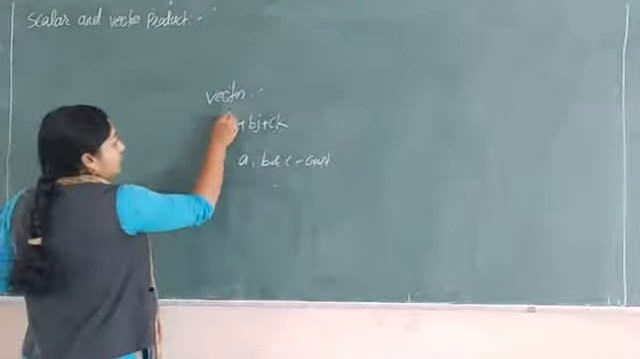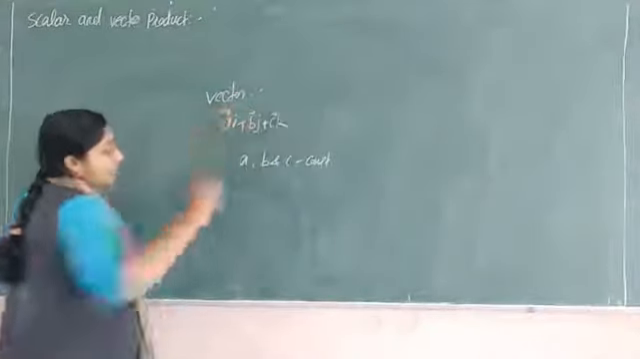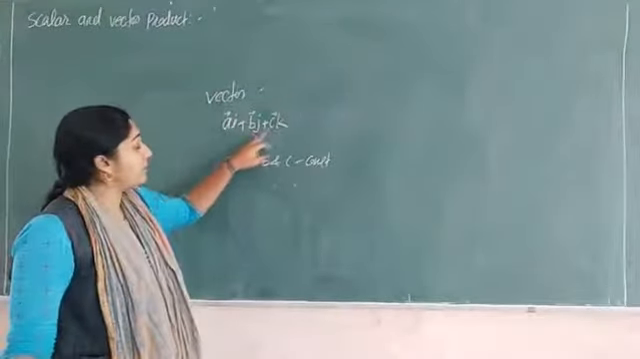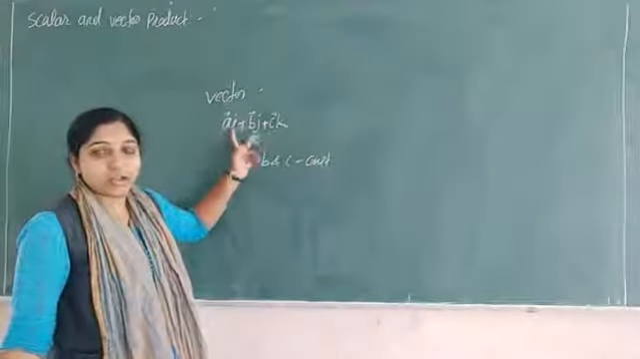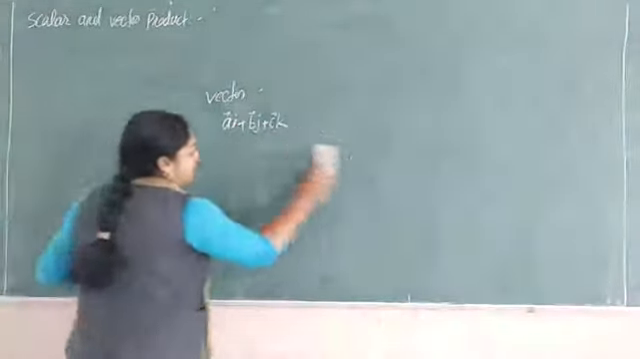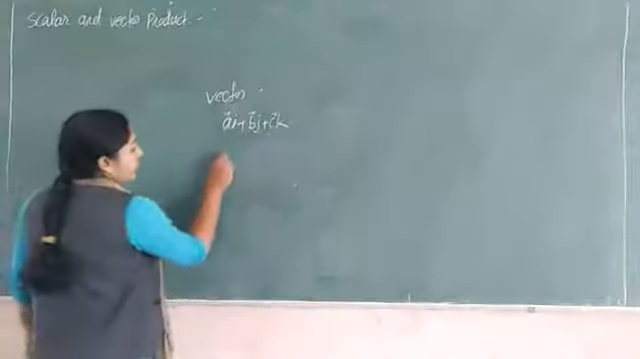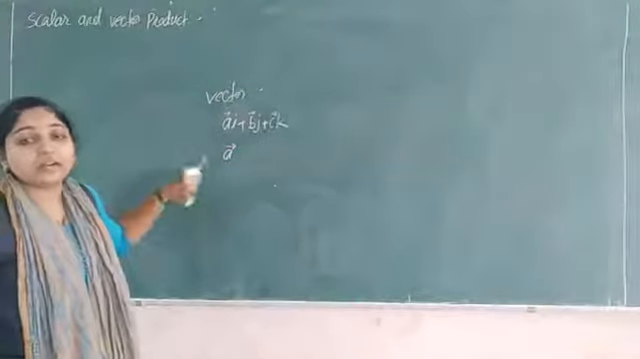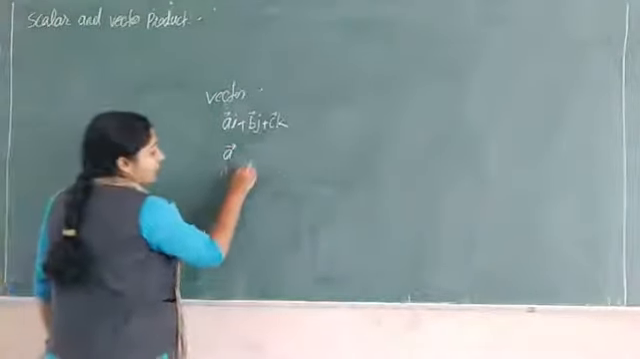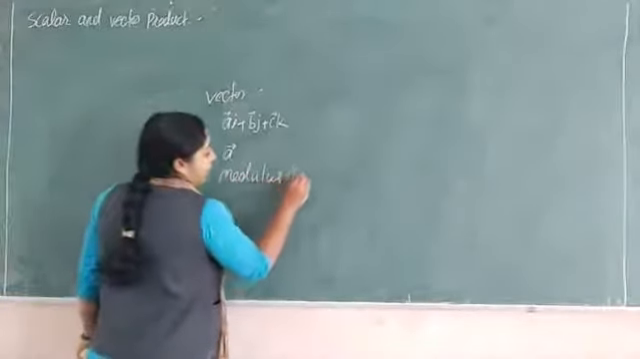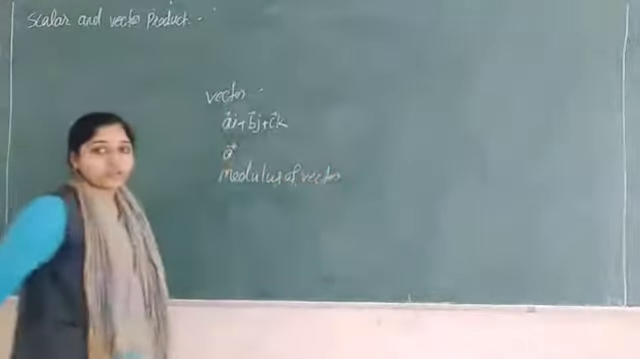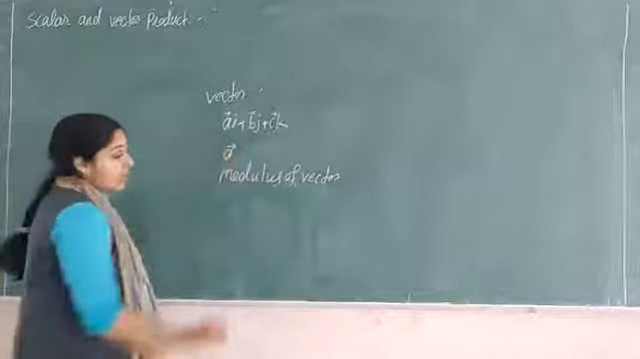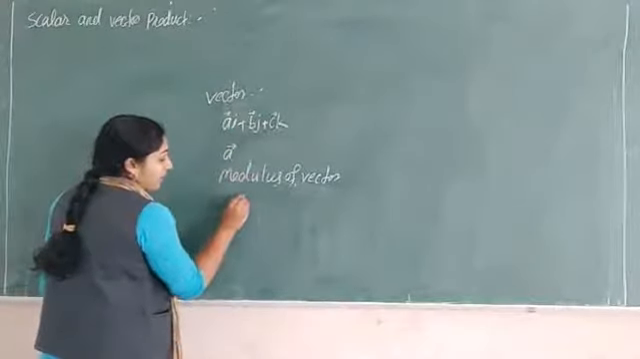Generally we denote it like this, with the arrow mark above the letter, in the form AI plus BJ plus CK. Now, the magnitude or modulus of a vector. How to find the modulus of a vector? They can ask this question for 2 marks: find the modulus of the given vector.